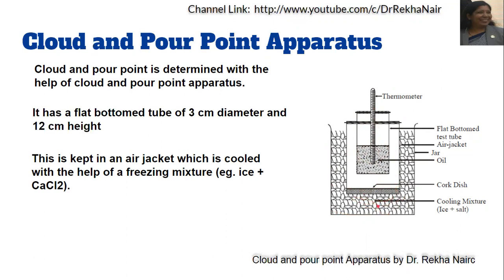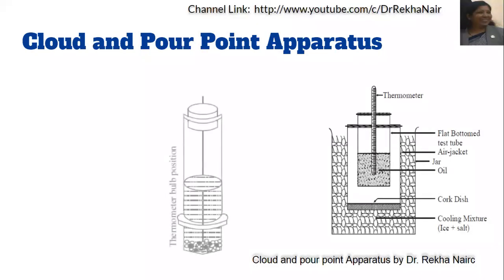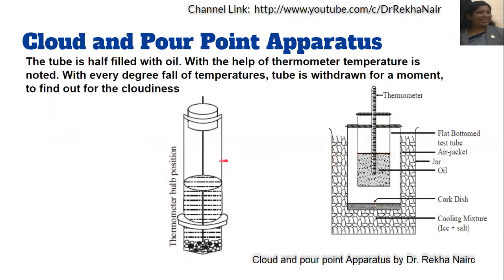The cooling mixture is ice plus some salt, depending upon how much lower a temperature we need to attain. Generally in the laboratory we use ice plus sodium chloride, or sometimes ice plus calcium chloride. The tube is half filled with oil. With the help of a thermometer, the temperature is noted, and at every fall in temperature the tube is withdrawn for a moment to check whether there is cloudiness or not.